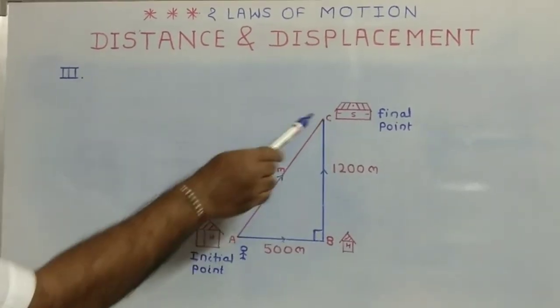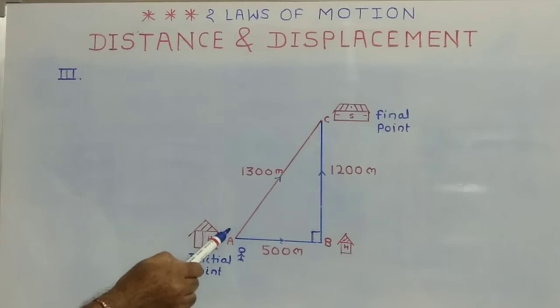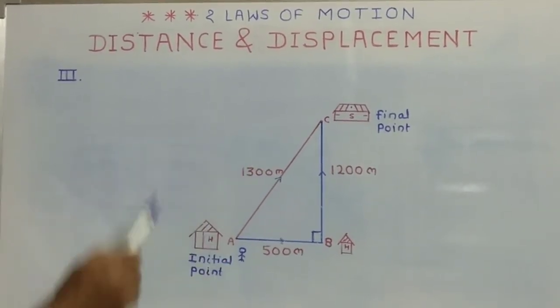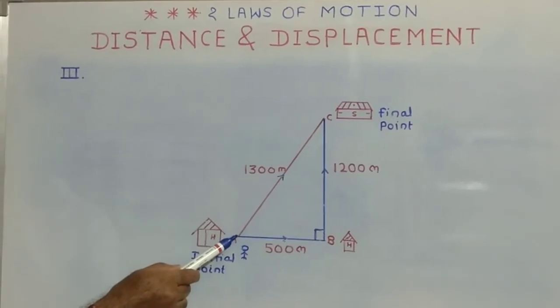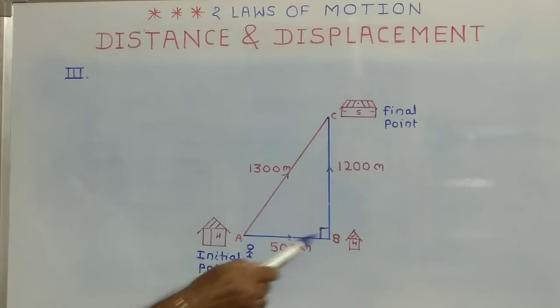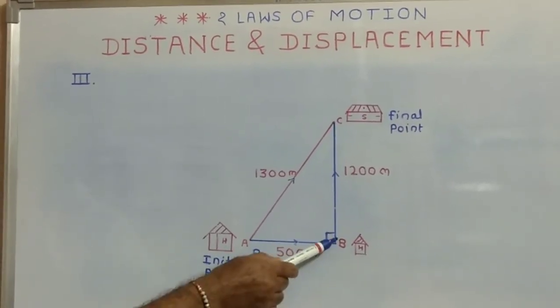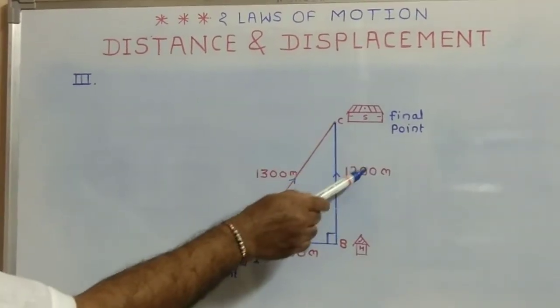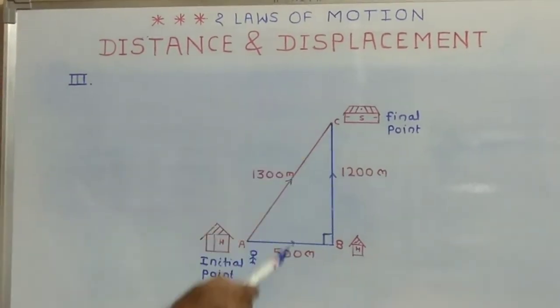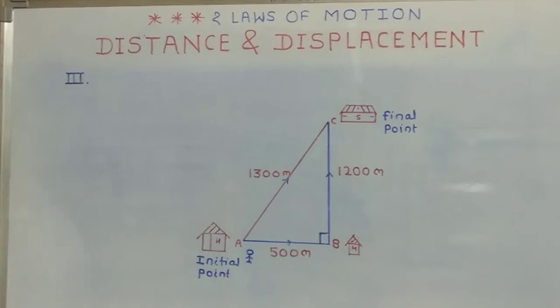The length of path AC, according to the formula of a right angle triangle by Pythagoras theorem, comes out to be 1300 meter. But when the boy travels via path ABC, AB is 500 meter and BC is 1200 meter. The total path length ABC comes out to be 1700 meter.